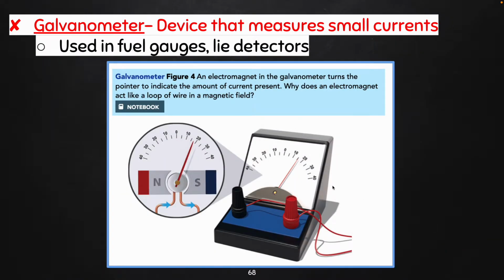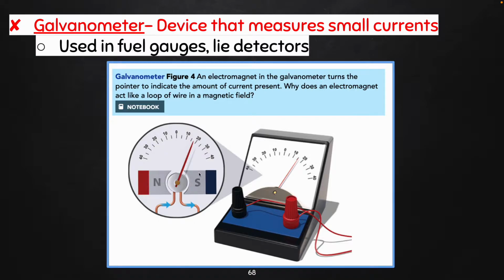We use this tool called a galvanometer. It's a device that can measure small currents. It's actually the same tool that we use in fuel gauges. It's an interesting fact, it's used in lie detectors. So in your book, next to the image where we see the galvanometer, it says an electromagnet in the galvanometer turns the pointer to indicate the amount of current present. So it's kind of cool.